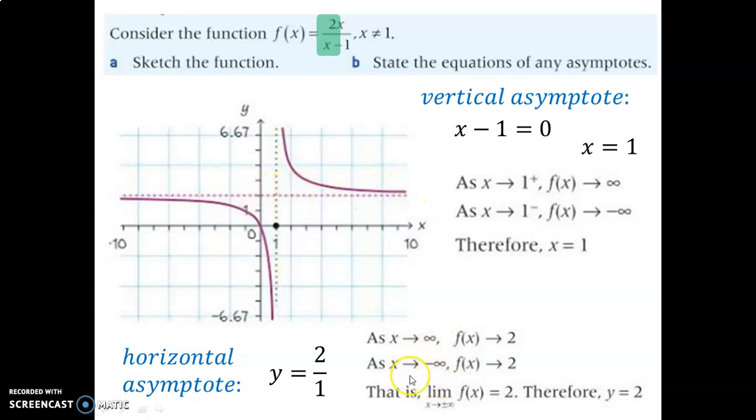And then as x approaches negative infinity, so now as x values go towards negative infinity, the y values also approach 2. So that tells us there must be a horizontal asymptote at y equals 2. And the limit exists. The limit of that function exists. This limit did not exist, but this limit does exist. We can see it's a limit of 2 from both sides.